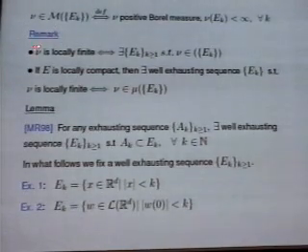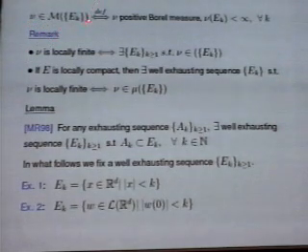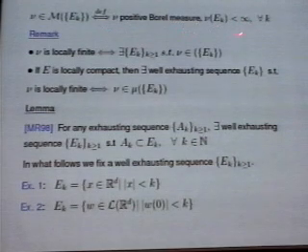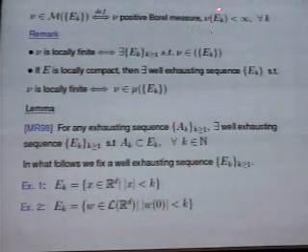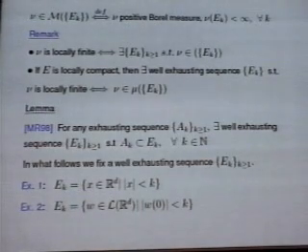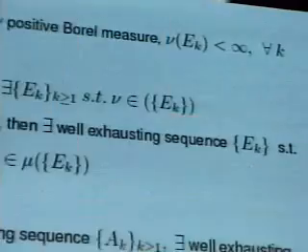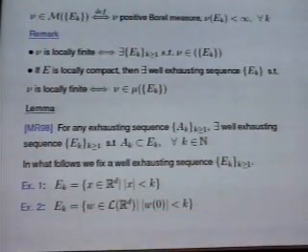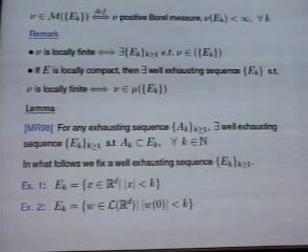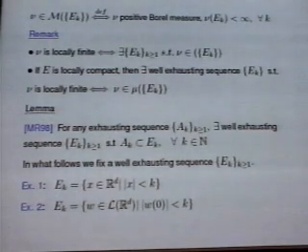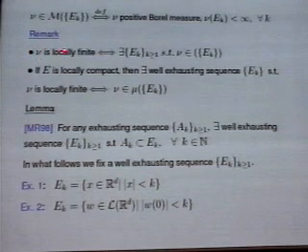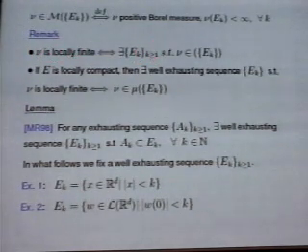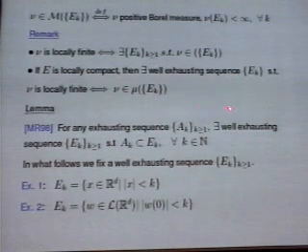In this case, we define all the positive Borel measures which are finite on each E_K. This plays the role of measures with compact support in the infinite dimensional space. We invent such concepts to analyze all the measures with compact support. In fact, in any space, if a measure is locally finite, you can always find such E_K. And if E itself is locally compact, then such an exhausting sequence always exists.